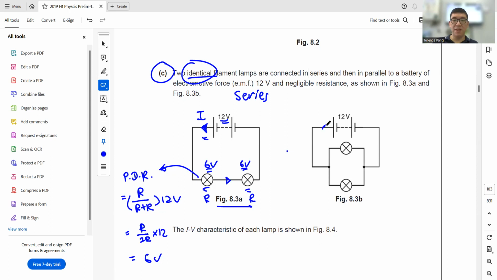For the next one, can you tell me about the I in each of them over here? No, the two of them are equal. Once again, they are identical, so the I will be shared equally between the two of them.